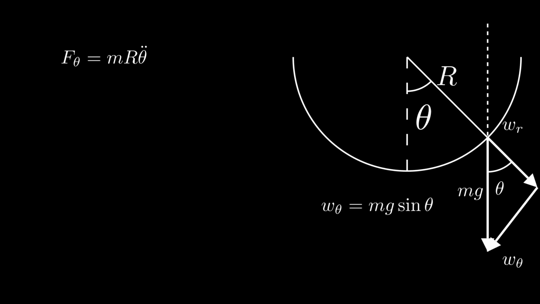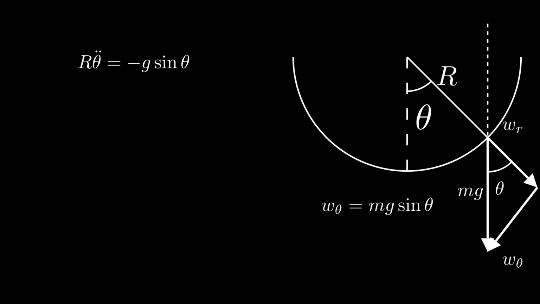Since W theta is the only force acting in the angular direction, we can set it equal to the expression we found for the angular force earlier. Notice that we now have a minus sign in front of mg sine theta. That's because the gravitational force is a restoring force. That is, it always acts to bring the skateboarder back to the center in the opposite direction as the angular displacement. Since we have m on both sides, we can divide it out.